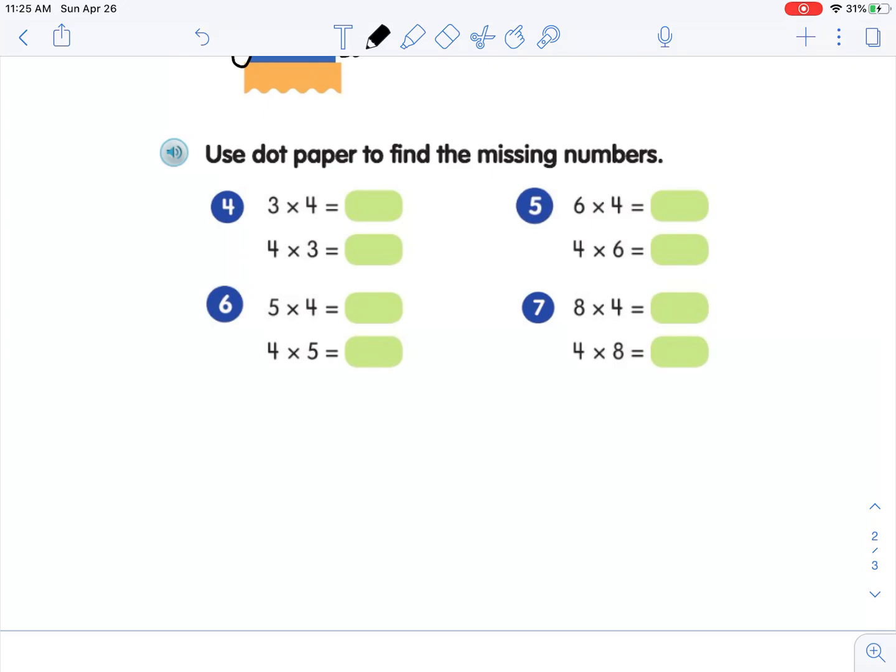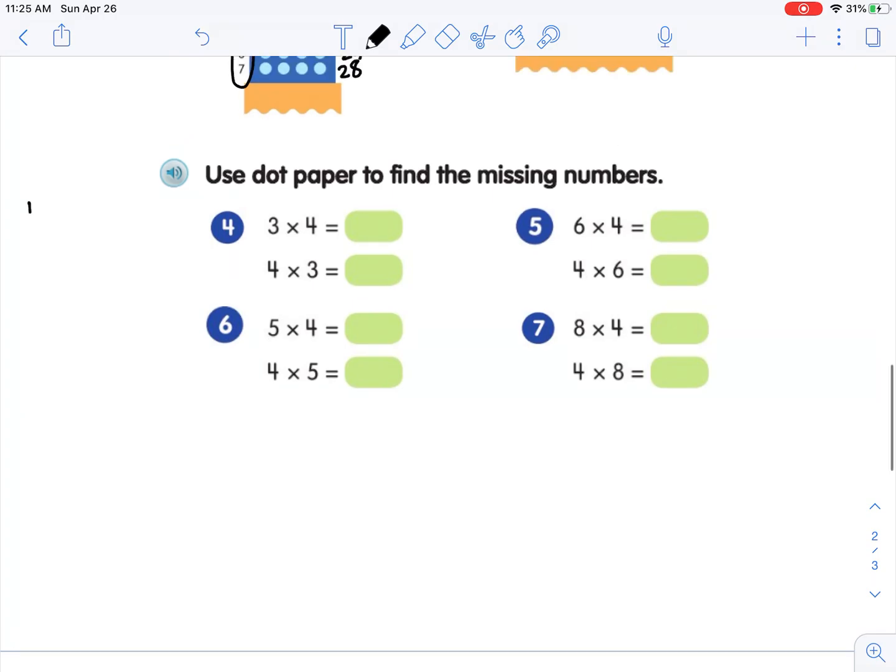So I see number 4. It says 3 times 4 and 4 times 3. Clicks in my head. Related multiplication fact. I know I'm going to get the same answer. I'm just going to skip count by 4 3 times. I know 4, 8, 12. So I know 3 times 4 is 12 and 4 times 3 is 12.